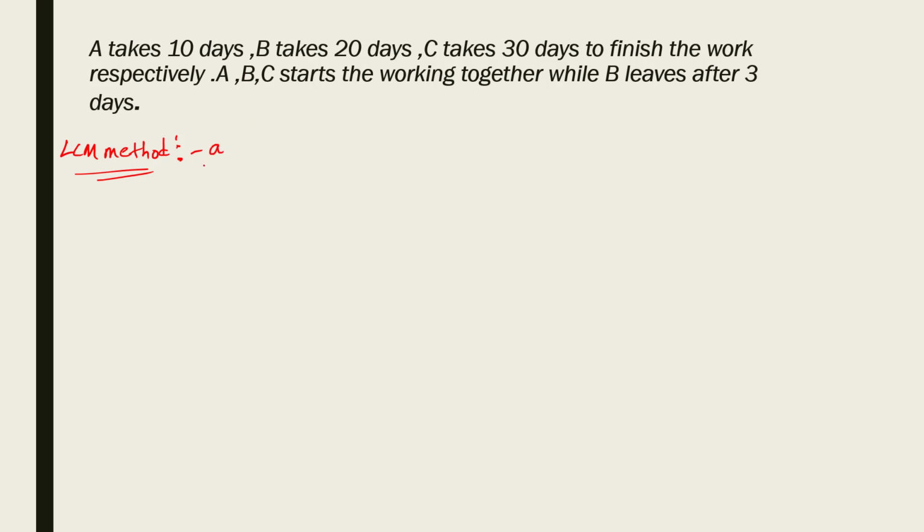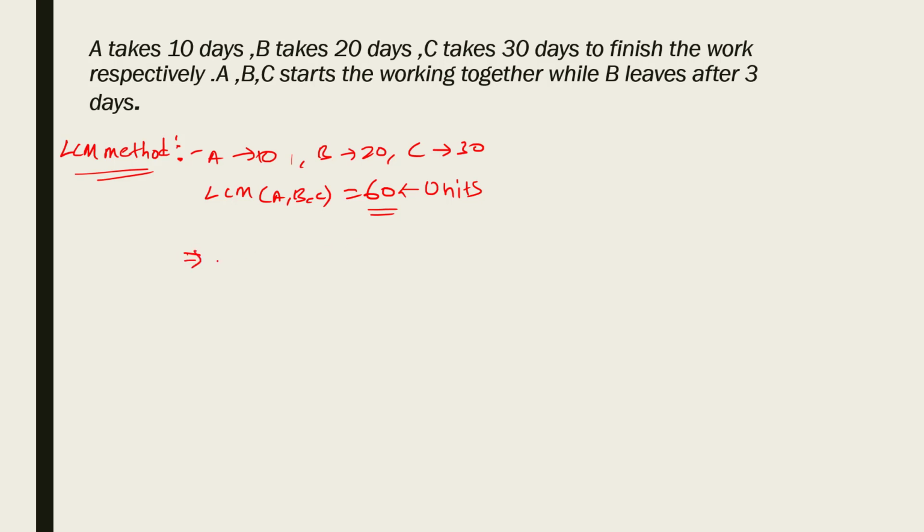So A is given as 10 days, B is given as 20 days, and C is given as 30 days. So LCM of A, B, C is 60, as we have calculated earlier. Now if LCM is 60, let us consider there are 60 units of work completed by them all together. So A is taking 10 days to finish off 60 units of work, B is taking 20 days to finish off 60 units of work, and C is taking 30 days to finish off 60 units of work.